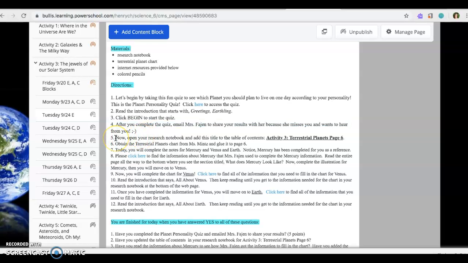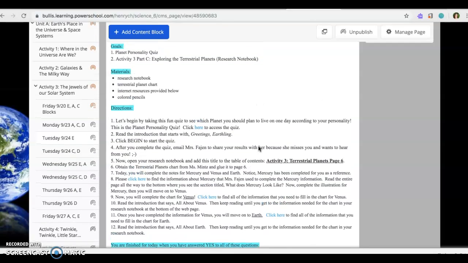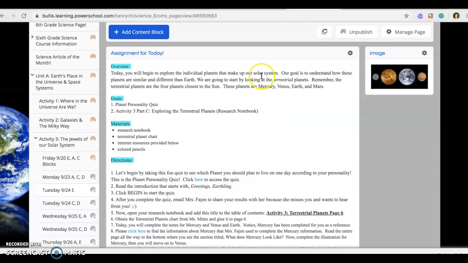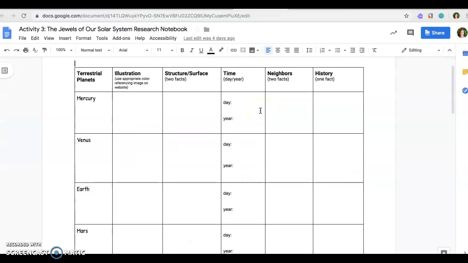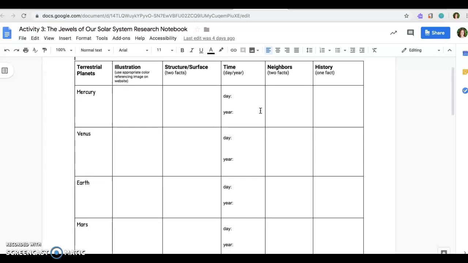So after you take that little quiz, I am going to ask you all to update your table of contents in your research notebooks. And that is going to be titled Activity 3, Terrestrial Planets, and this will be going on page 6. What you're going to do from there is you will be receiving a paper from your substitute. And it looks something like this. So it's already been trimmed for you, so it should fit nicely on your page, horizontally, I believe.